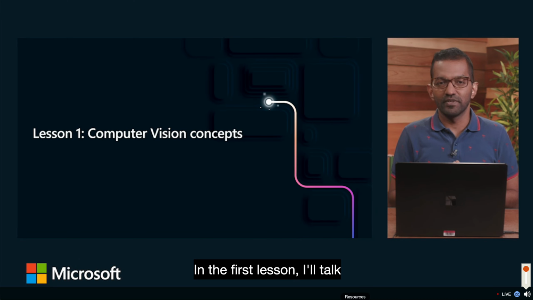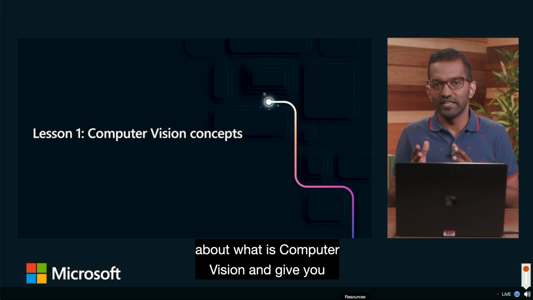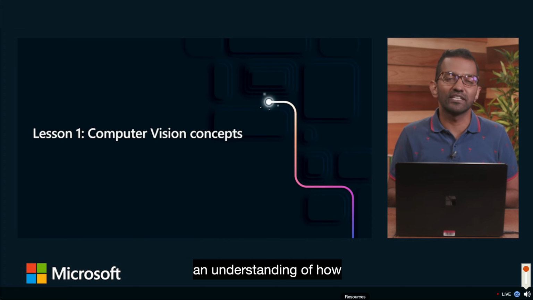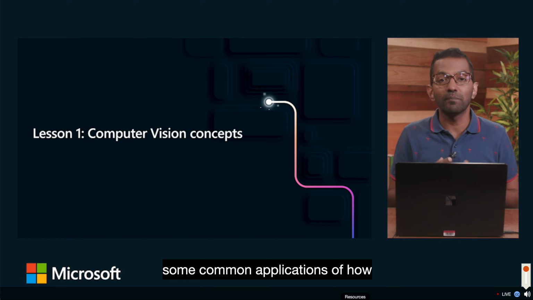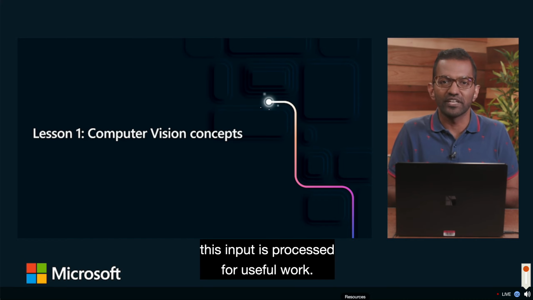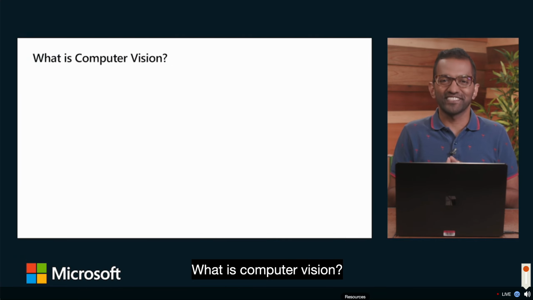In the first lesson, I'll talk about what is computer vision and give you an understanding of how computers receive visual input and some common applications of how this input is processed for useful work. So, what is computer vision?